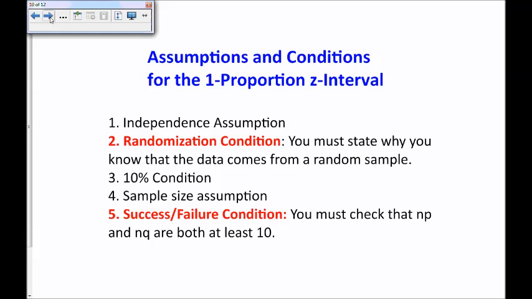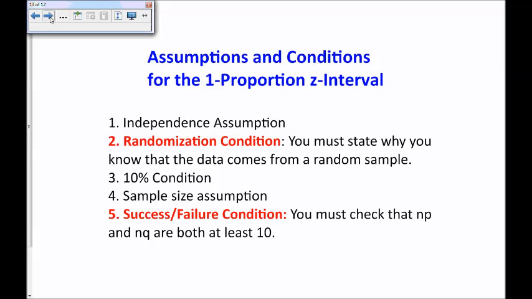Okay, now with anything, there are some assumptions and conditions, and there are, again, these 5. Now I want to point out that on an AP free response question, the trend that I see almost every time is that when they're asking for confidence intervals, they're looking at 2 specifically, not all 5. The 2 that you must keep in mind and mention in detail is 1, the randomization condition. You must state explicitly why you know that the data comes from a random sample. And the second really important one is the success failure condition.